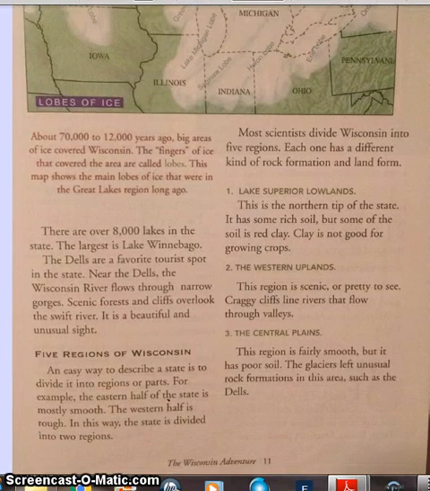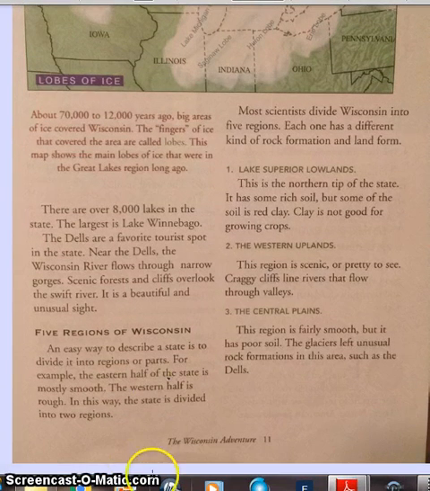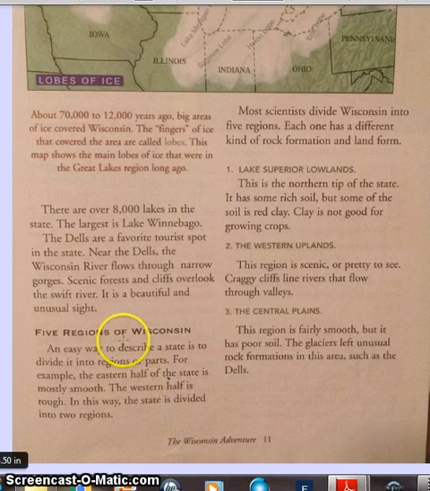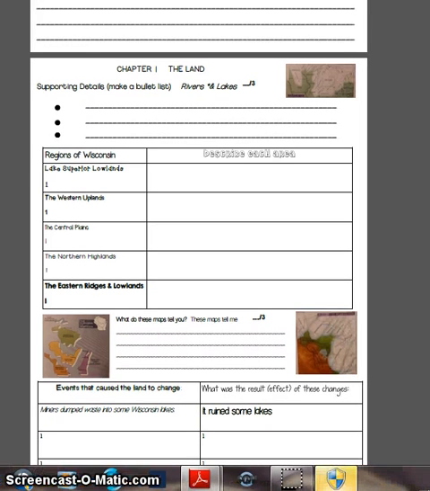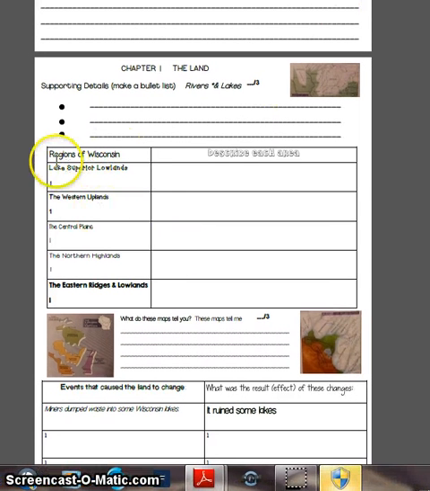All right, we're on part 2 of chapter 1. And this time we're going to look at the 5 regions of Wisconsin. And remember, back on your learning guide, you can see the section that says regions of Wisconsin, and then we list all 5.